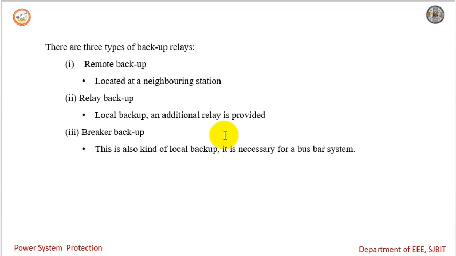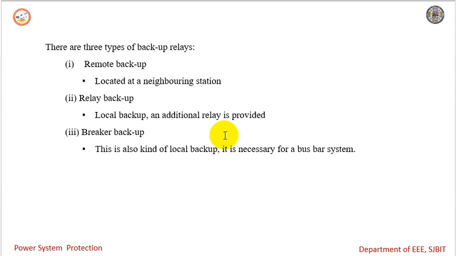So this type of backup is very much necessary for the bus bar protection system, where a number of circuit breakers are connected to the bus bar. When a protective relay operates in response to any fault that occurs in the power system, the circuit breaker has to trip the faulty part. If the circuit breaker fails to trip upon the relay operating, in such a case the fault is treated as a bus bar fault.